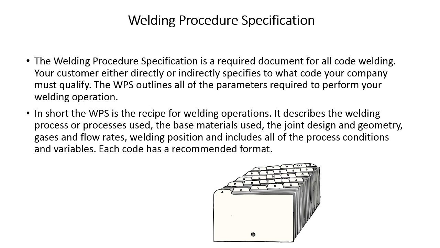Welding Procedure Specification. The Welding Procedure Specification is a required document for all code welding. Your customer either directly or indirectly specifies to what code your company must qualify. The WPS outlines all of the parameters required to perform your welding operation. In short, the WPS is the recipe for welding operations. It describes the welding process or processes used, the base materials used, the joint design and geometry, gases, flow rates, welding position, and includes all of the process conditions and variables.